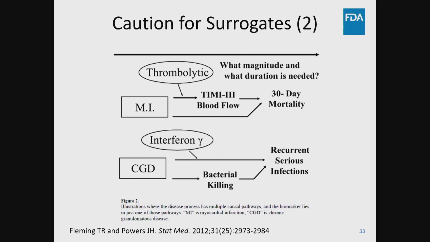So the case here is that you have multiple causal pathways that are leading to the clinical outcome of recurrent serious infections, and interferon gamma affected one of these that was not captured by the surrogate, or the potential surrogate, of bacterial killing. So again, it can also lead to a false conclusion that your drug does not have a positive effect, when in fact it does.